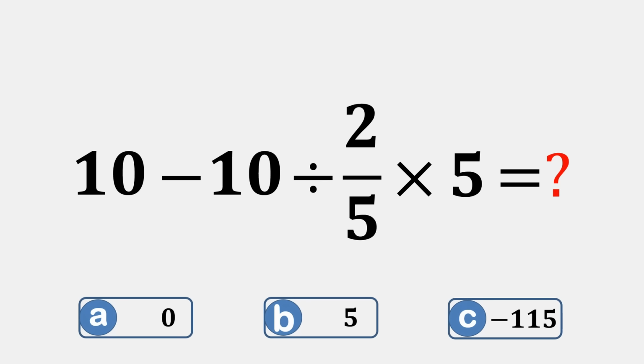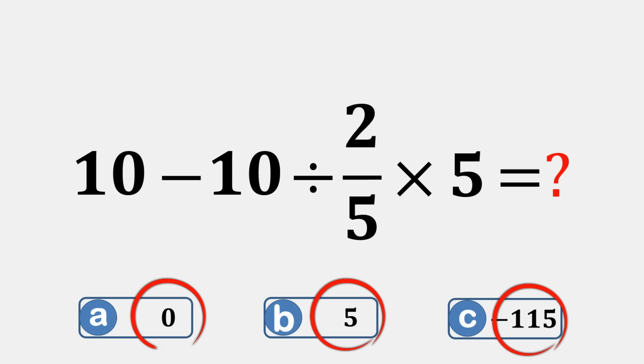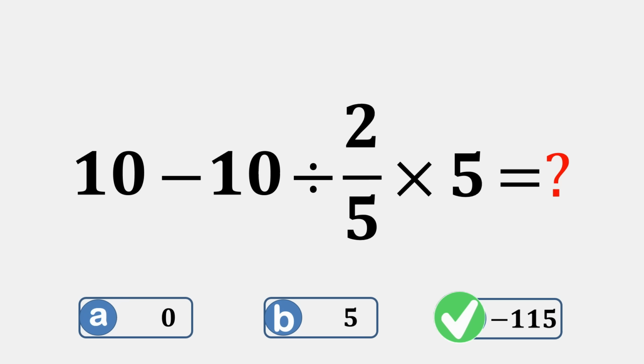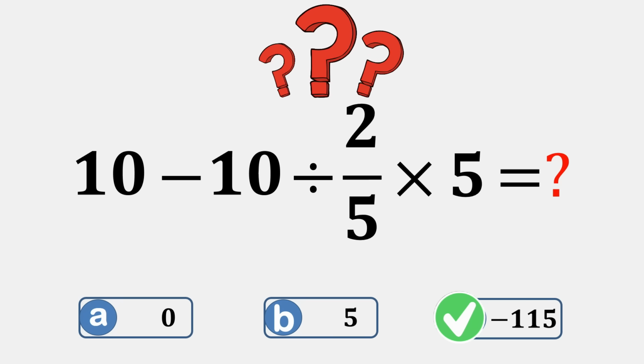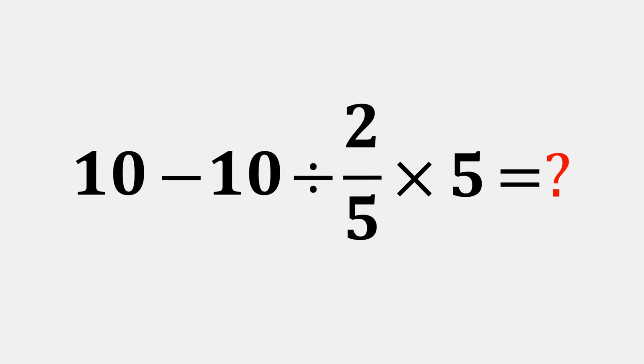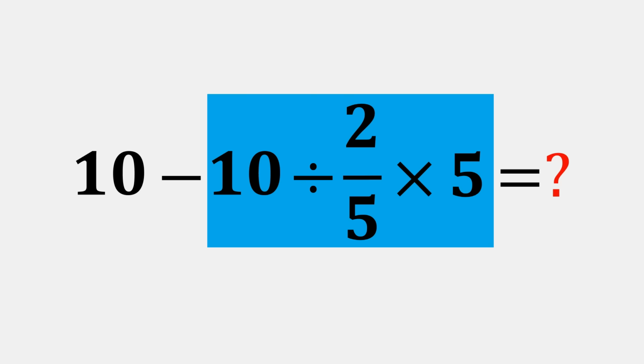For more practice, let's take a look at this example. 10 minus 10, divided by 2/5, multiplied by 5. What do you think the answer is? Is it 0, 5, or minus 115? The correct answer is actually minus 115. But why? Here, we have 3 operations: subtraction, division, and multiplication. According to PEMDAS, division and multiplication have the same priority, and both are higher than subtraction. So, we must handle the multiplication and division first.